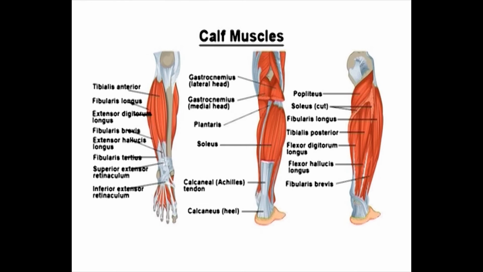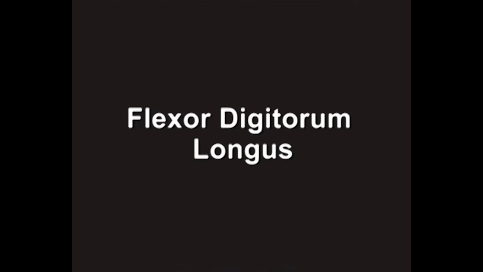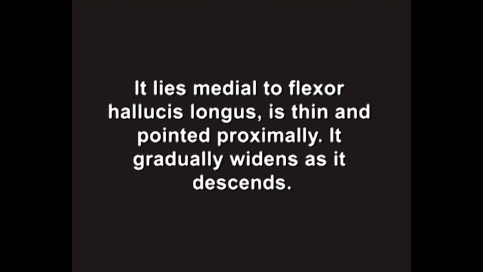Calf muscles. Flexor digitorum longus. It lies medial to flexor hallucis longus. It is thin and pointed proximally. It gradually widens as it descends. It arises from posterior surface of tibia. Nerve supply is from S2 and S3. It is a plantar flexor.